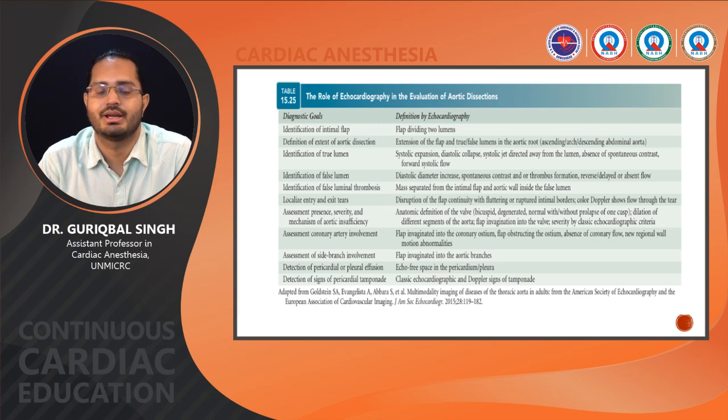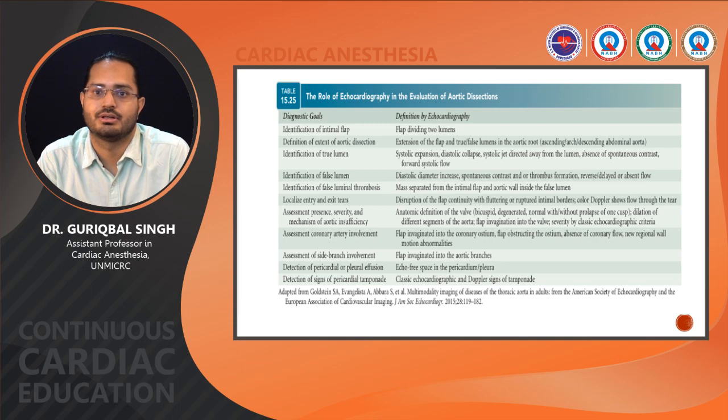assessment, presence, severity, and mechanism of aortic insufficiency. So for the valve we should identify whether it is bicuspid, degenerated, normal, with or without prolapse of one cusp, dilatation of different segments of aorta, flap invagination into the valve, and severity by classic echocardiography criteria.